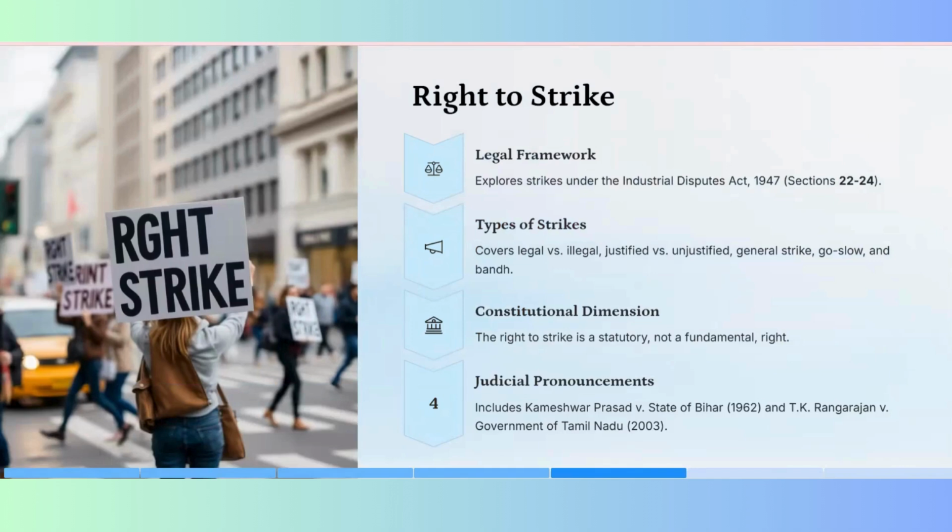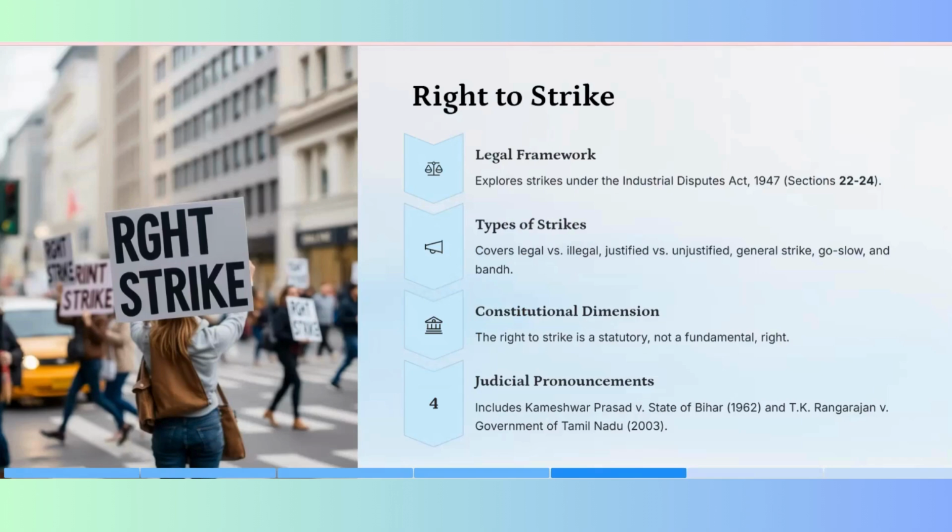Now coming to the right to strike, which is a very, very significant right, which is statutory in nature, not a fundamental or constitutional right. Our legal framework explores the right under the Industrial Disputes Act 1947 from Section 22 to 24, that is the bracket of the sections to be kept in mind.